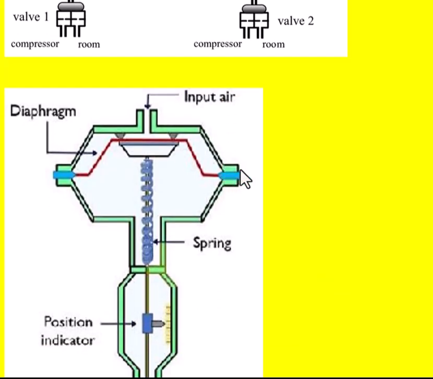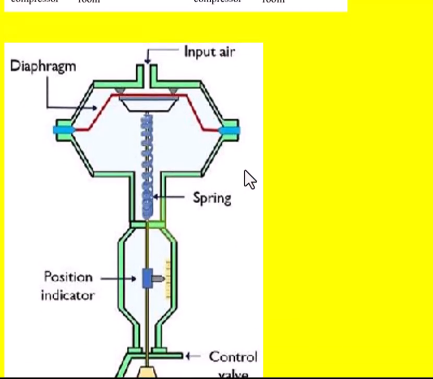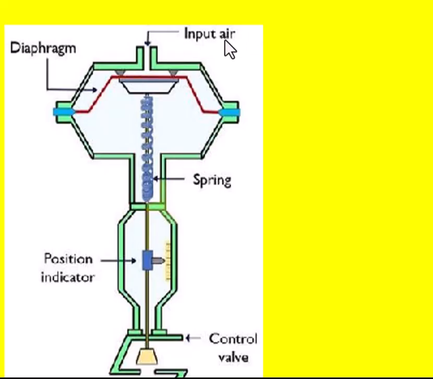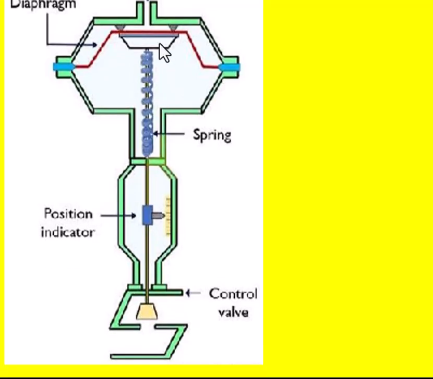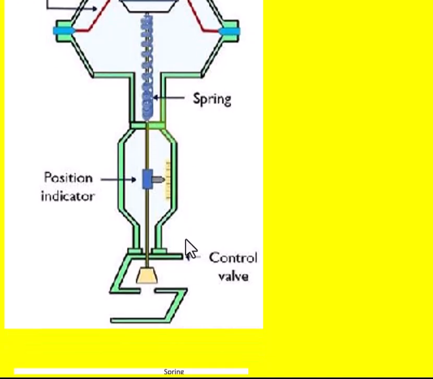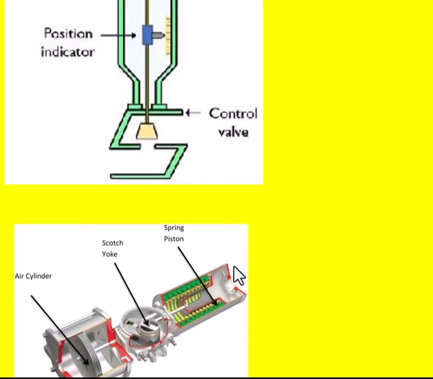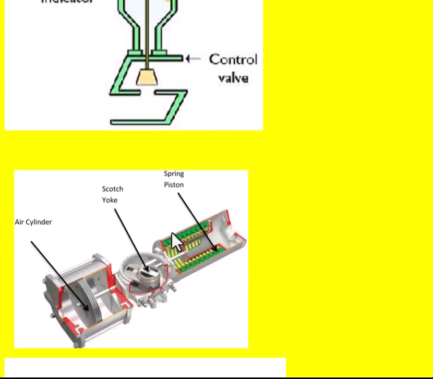And its detailed diagram is like this. This is the diaphragm, this is the input here, meaning chamber 1, and this is the spring attached to the piston rod, and this is the piston, and this is chamber 2 or control valve 2. And its cross section looks like this. This is the air cylinder, this is the piston, this is the scotch yoke, and this is a spring piston.